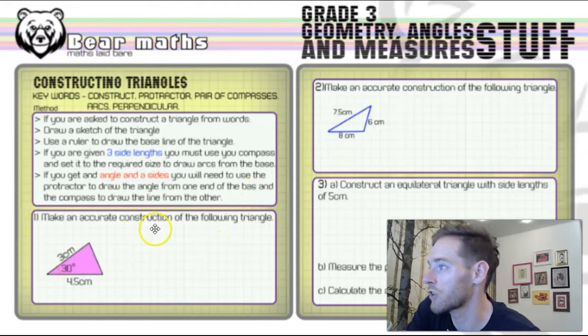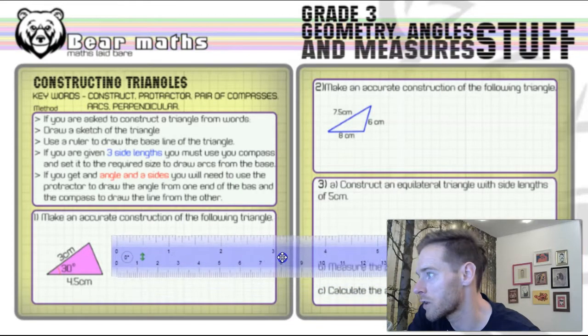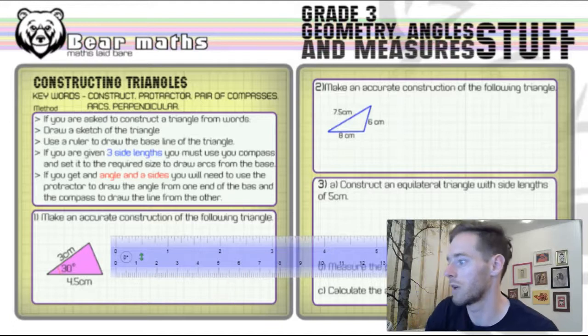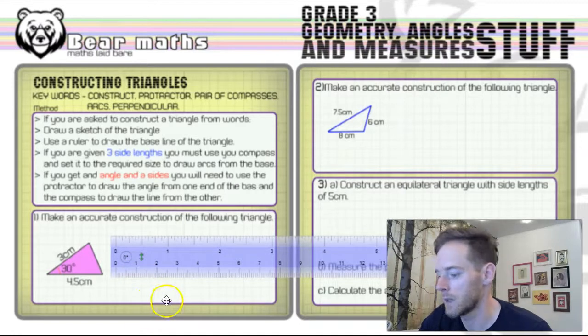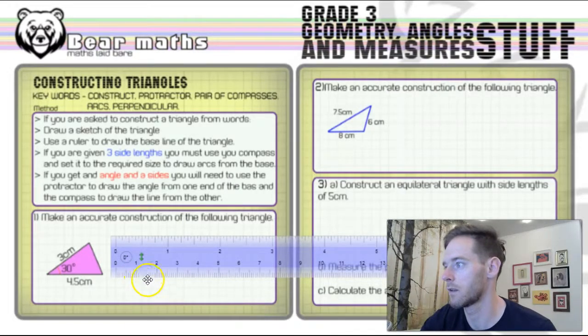So make an accurate construction of the following triangle. This triangle is the first one in the first question, the pink one. You've got a base of the triangle of 4.5 centimeters. What we do is bring your ruler in, make sure you measure 4.5 centimeters, and draw a straight line. I'm going to do that with the line tool.